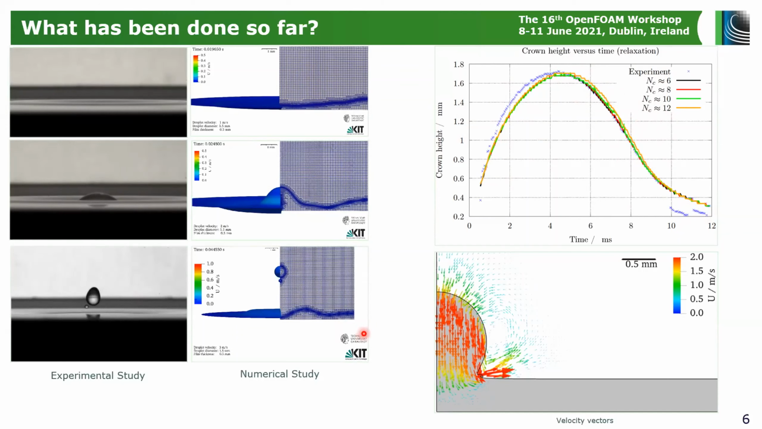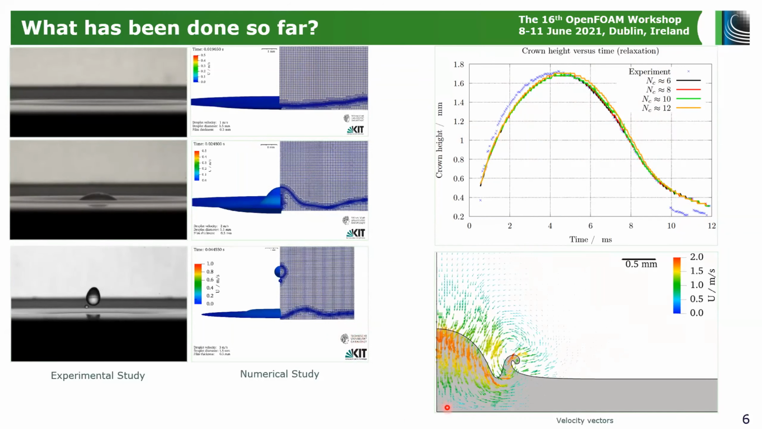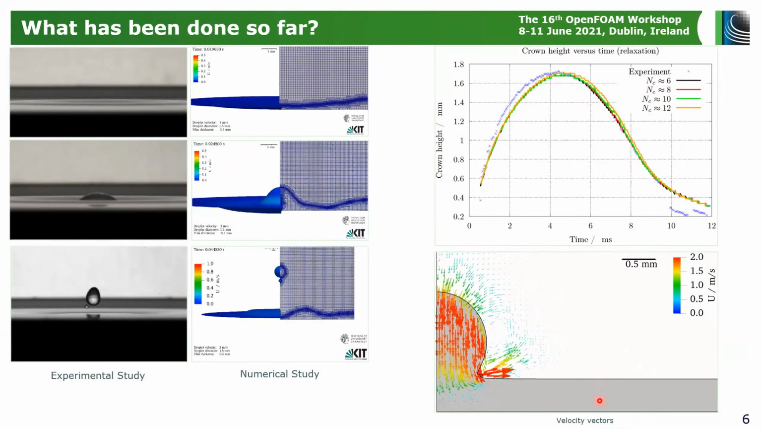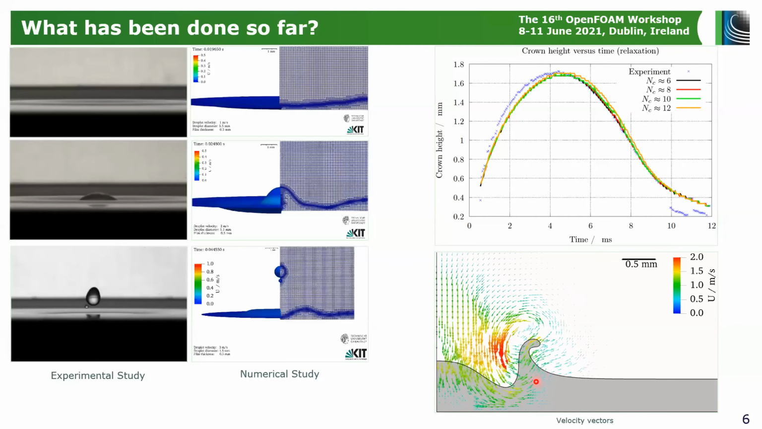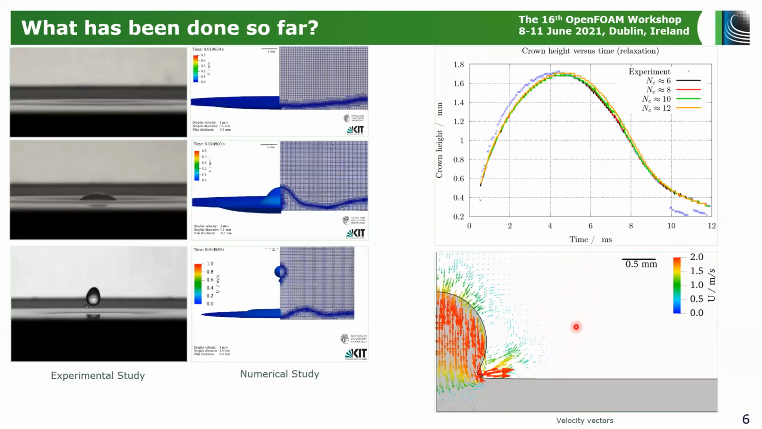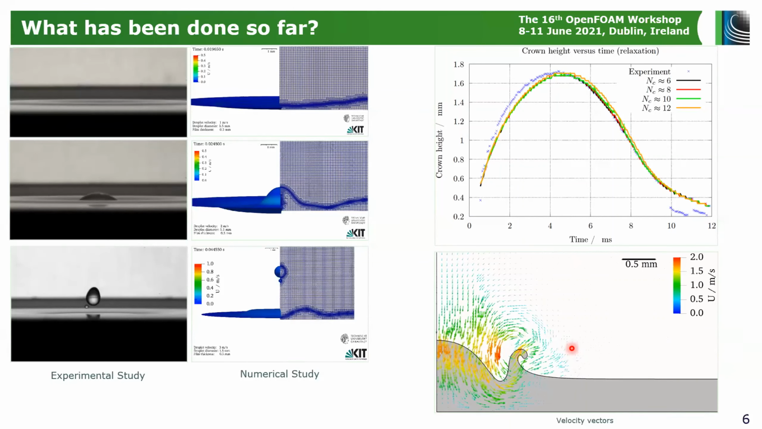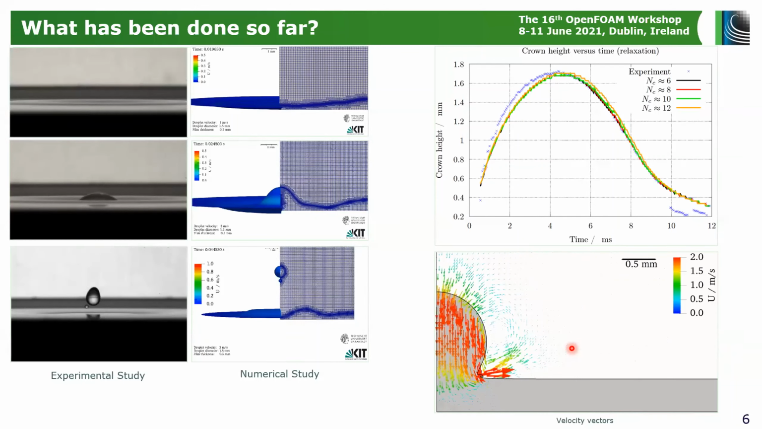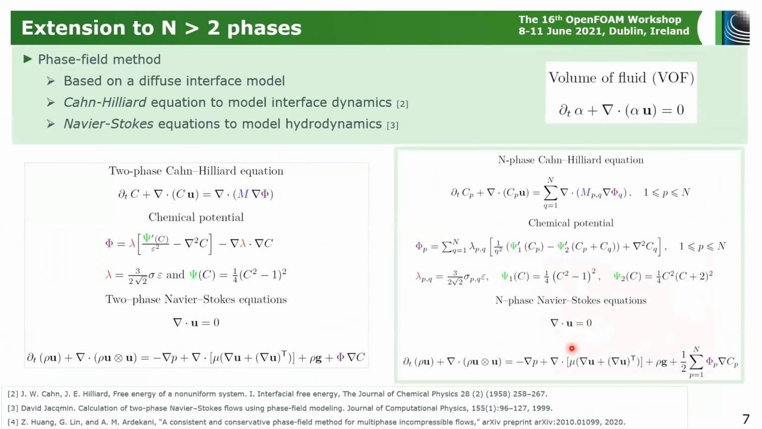We can gain more information from the simulations. Of course, we can locally visualize the velocity contours, and we can get more insights into the process of generation of a crown, and the expansion and descent of this crown can be really explained with the help of velocity contours and local velocity profiles. Now, this methodology is extended to cover more than two phases.